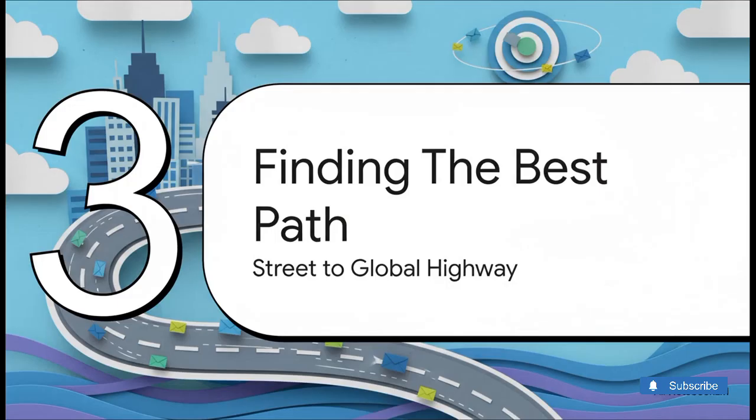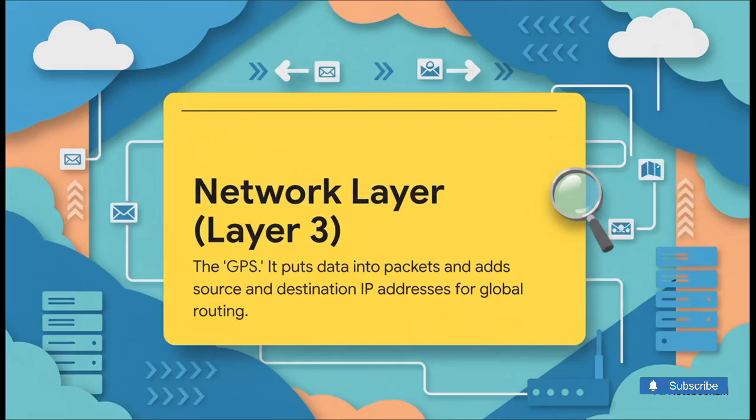Okay, our message is now in a bunch of neat little packages. But how in the world do those packages know where to go? They need an address and they need a map. Let's move down to the next layer to see how they get one. And that is the job of the network layer, the internet's global GPS. It takes our segments and wraps them up into something called packets. And here's the crucial part.